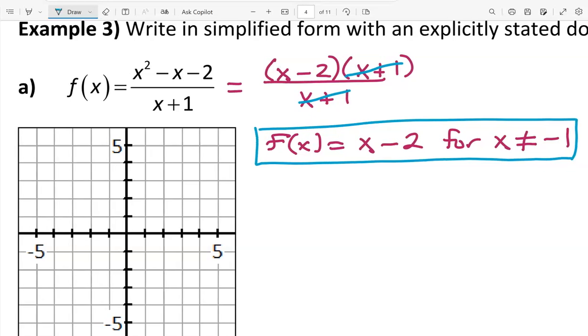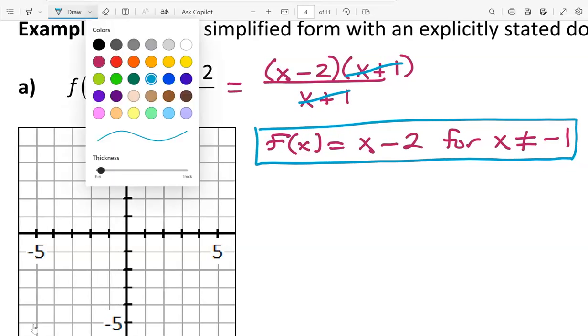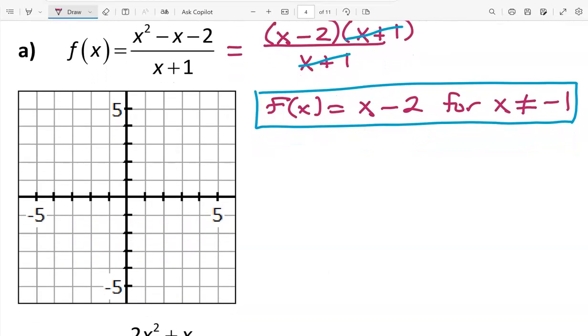So now, in order to graph this function, we can just graph the line y equals x minus 2, which has a y-intercept of negative 2 and a slope of 1. But we can go to where x would equal negative 1 and insert a hole in the graph.